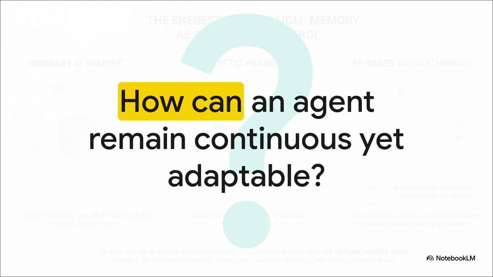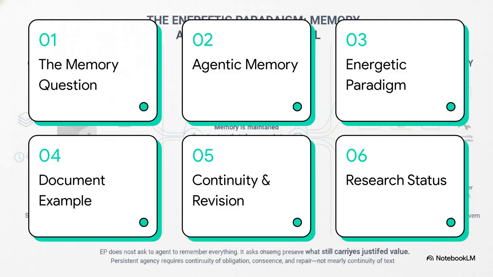The real challenge we're facing is figuring out how to maintain an agent's continuity across different days or sessions, all without the system losing touch with reality or getting stuck in outdated, rigid behaviors. To help us understand this transition, our agenda today is straightforward. First, the central memory question. Second, redefining agentic memory. Third, the energetic paradigm approach. Fourth, the incomplete document example. Fifth, continuity and correctability. And finally, current research status.